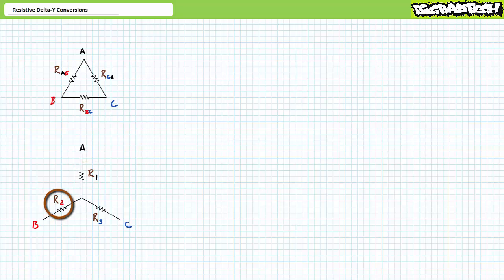Similarly, I'll call the resistance element directly connected to node B R2. Finally, I'll call the resistance element directly connected to node C R3. Alternate permutations of delta Y conversions might use different means of differentiating the resistance elements, but if you follow this technique and you use this map, you cannot get this wrong.